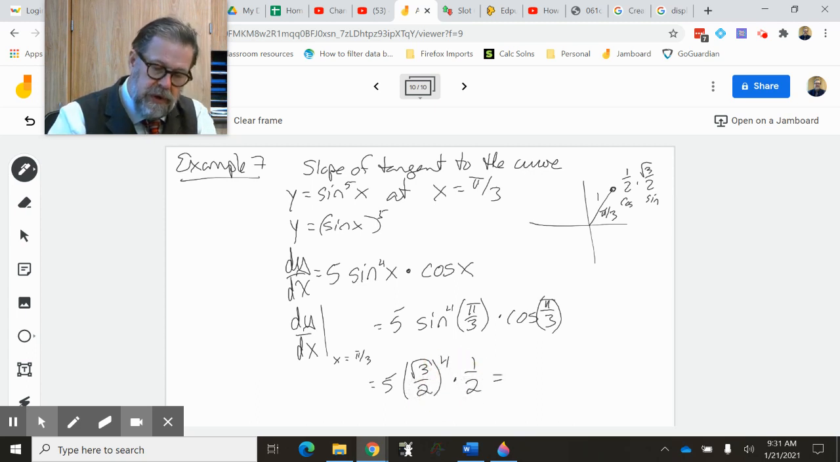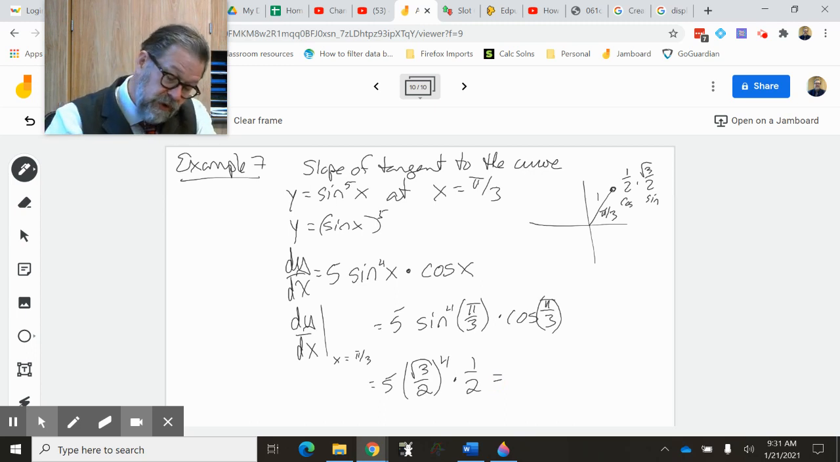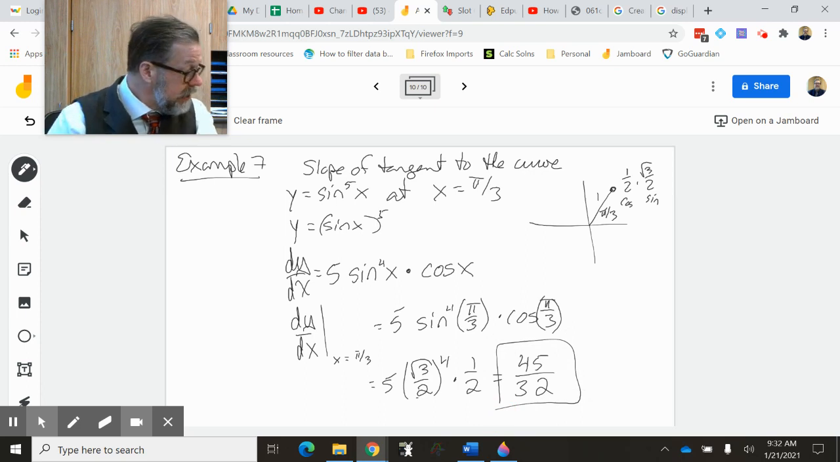You could do this in your calculator, but the nice thing is that it's actually pretty straightforward and simple. Root 3 to the 4th power is root 3 squared squared, so that's 9. So we get 5 times 9 on top. And we've got 2 to the 4th, which is 2, 4, 8, 16 times 2, which is 32 on the bottom. And there is the slope of that tangent to the curve.